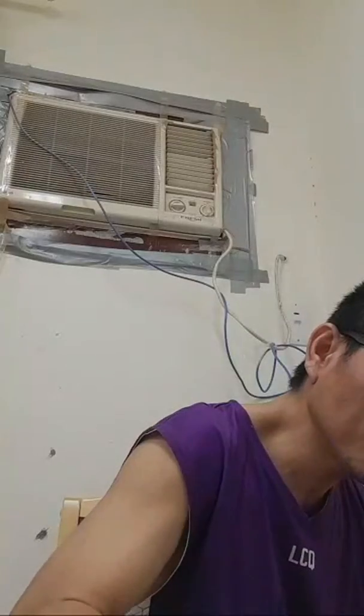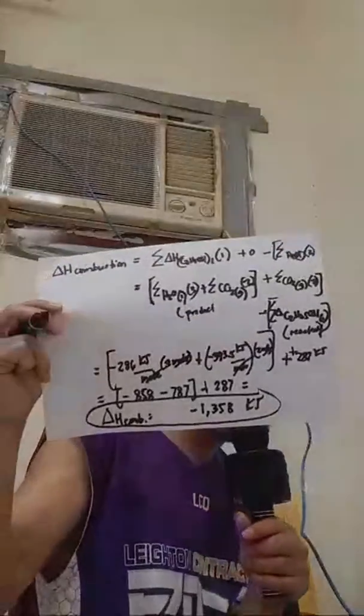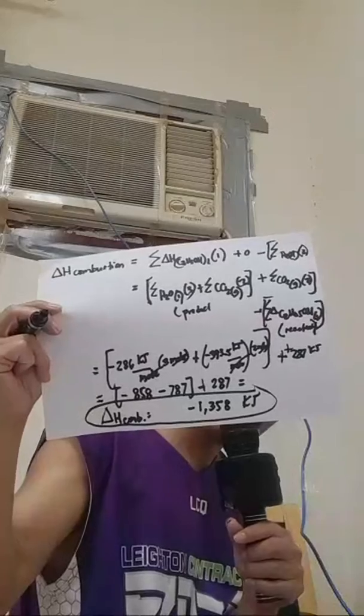Like that. Okay? So it's really negative 1,358, our enthalpy of combustion. Negative, so spontaneous. Our enthalpy change of combustion of the reaction is negative 1,358 kilojoules.